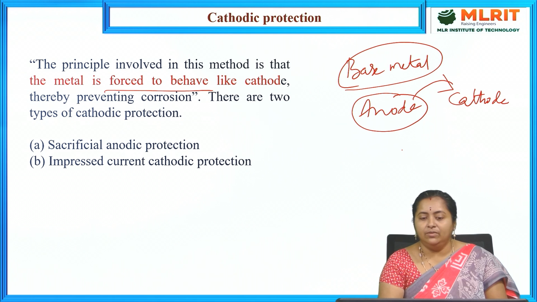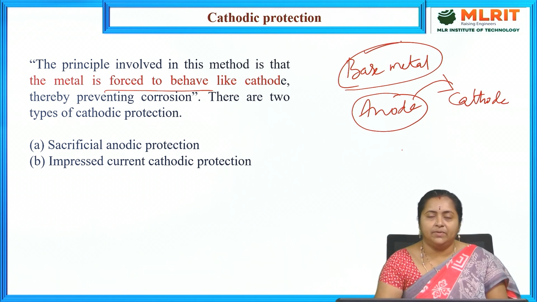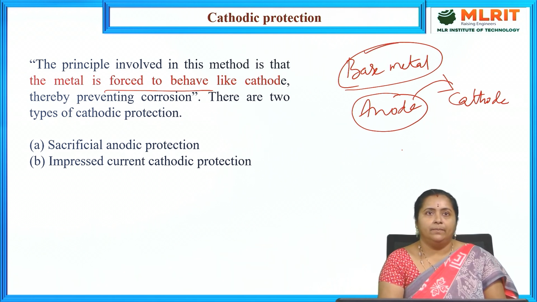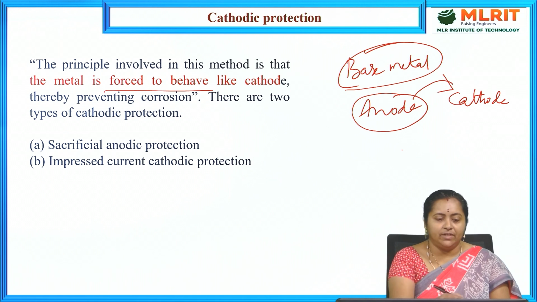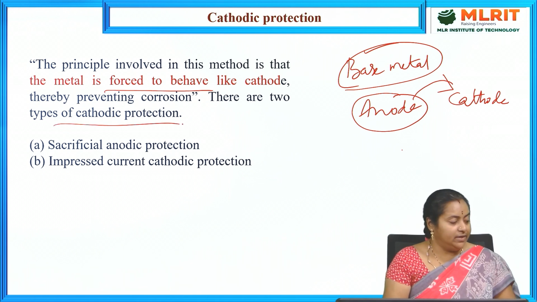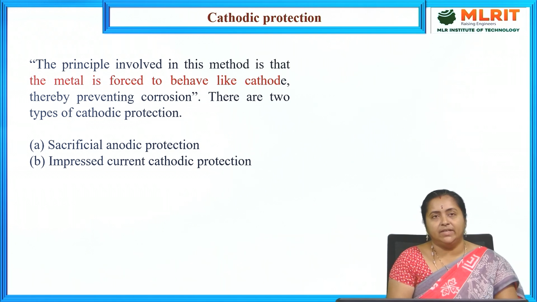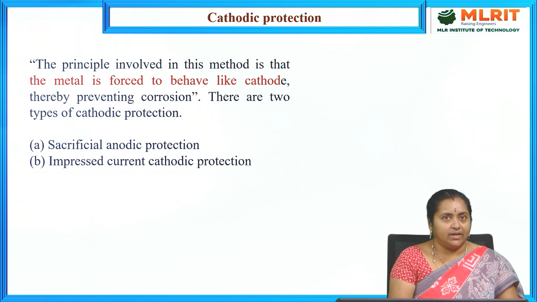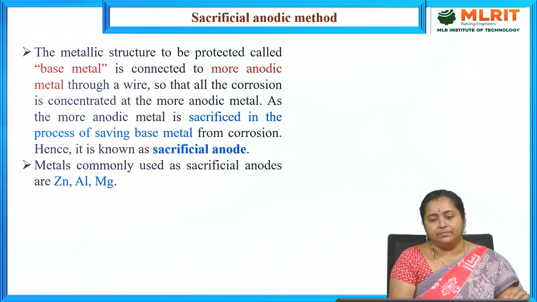And I told you that the metal which is to be prevented from corrosion reaction is named as base metal. So there are two different types of cathodic protection. Let us go with them one by one. The first one is sacrificial anodic protection, and the second one is impressed current cathodic protection. Let us start with the first one.